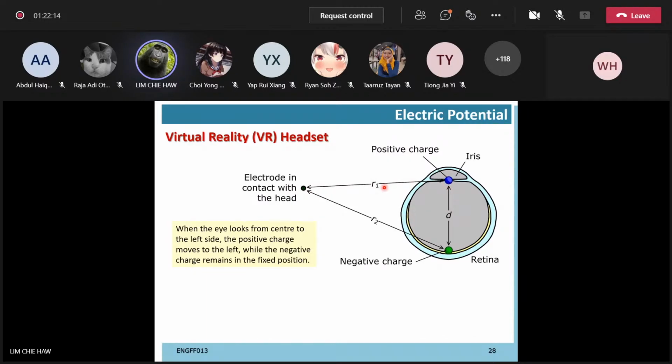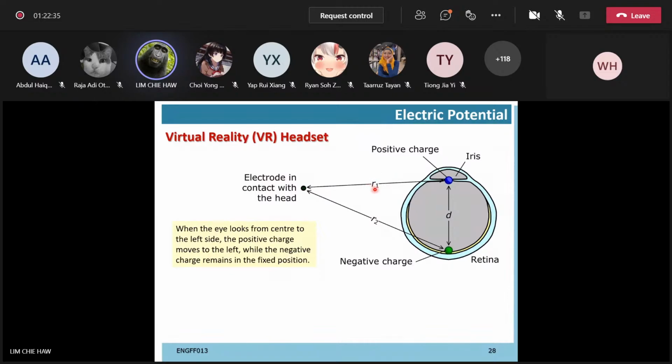Do you agree? The potential will change. Just now, when the iris is at the center, you get a total potential based on the distance of R1 and R2, isn't it? But when the iris looks to the left, this fella will move to the left, then the distance R1 will be reduced. Am I right? Agree or not?